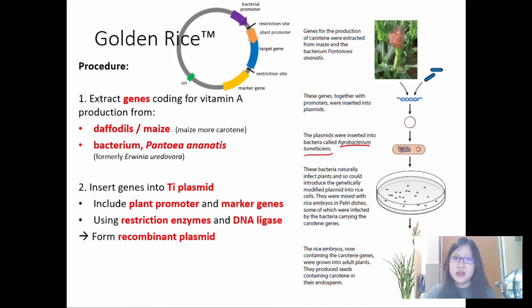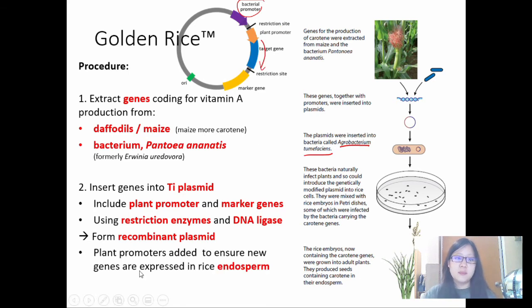Now, just in case you don't remember what I just said about the promoter and you can't relate it here, we want the bacterial promoter as well as the plant promoter. The bacterial promoter is to replicate the plasmid many, many times in the bacteria. But you also want to insert a plant promoter in there so that when this plasmid is in the plant, this plant promoter can then be used by the plant in order to express this target gene.